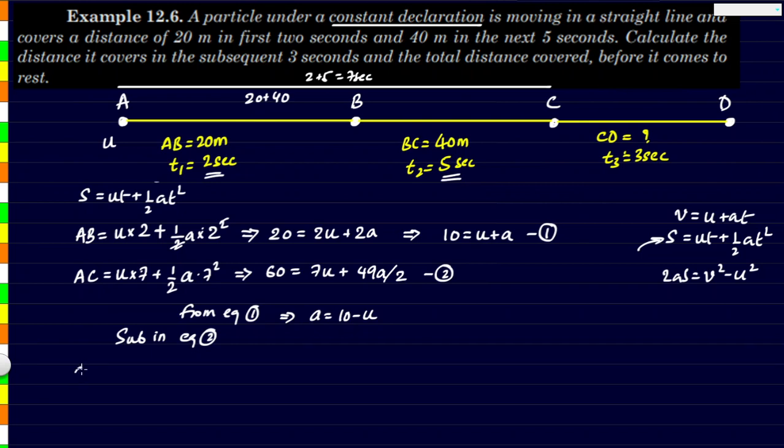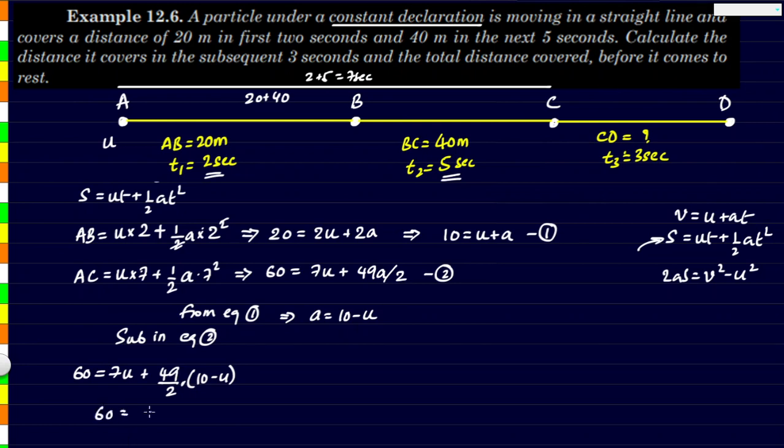So equation number 2 is 60 equals 7 times U as it is, plus 49 by 2, and in place of A we are substituting 10 minus U. So now in this equation U is the only unknown and we can find its value.